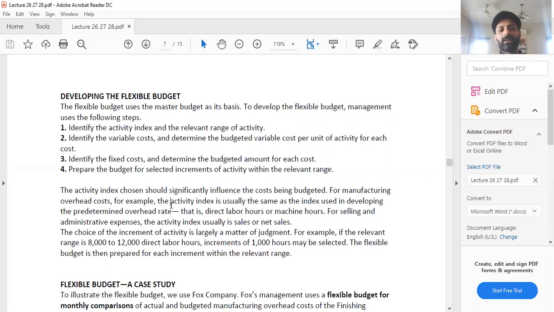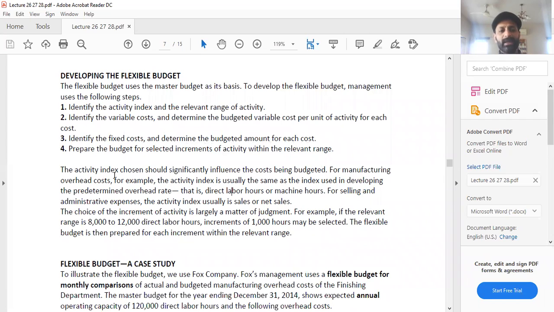Then you prepare the budget for selected increments of activity within the relevant range. For example, आप कह रहे हैं कि 10,000 units when you produce, so you will have this much cost. If you produce 11,000 units, so आपकी ये cost आएगी, and if you produce let's say 14,000 units, तो आपकी cost ही आएगी. So what it is? It is the selected increments of activity within the relevant range.